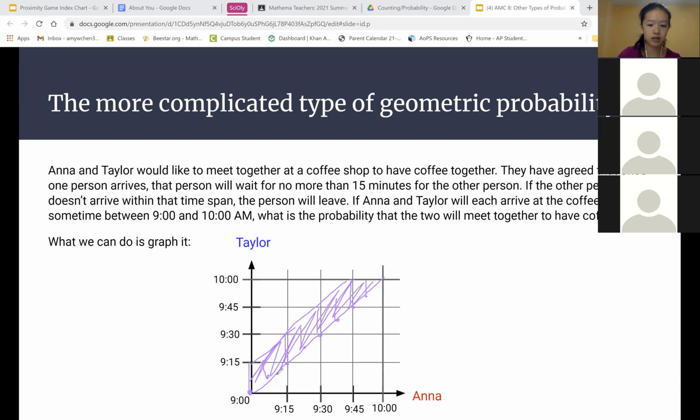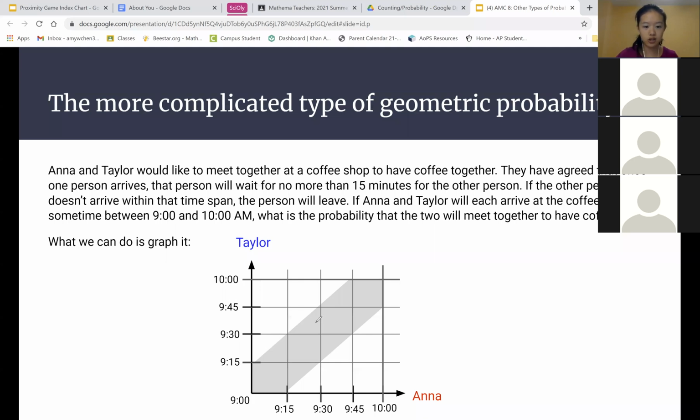Now, if we do the same thing for Taylor, say Taylor arrives at 9 o'clock, that means Anna can arrive anytime from 9 o'clock to 9:15. If Taylor arrives at 9:15, Anna can arrive anytime from 9:15 to 9:30. If Taylor arrives at 9:30, then Anna can arrive anytime 15 minutes afterwards, and so on. This also becomes a shaded region. And now I'm going to make this more pretty. Basically, it looks like this. This shaded region represents all the times where the girls can arrive and still meet to have coffee.